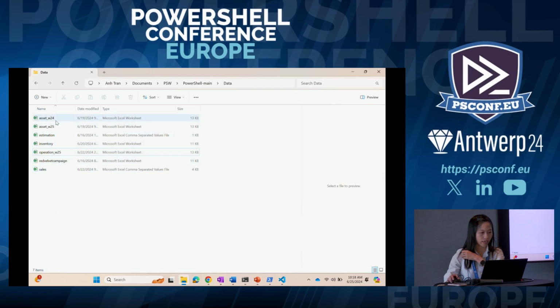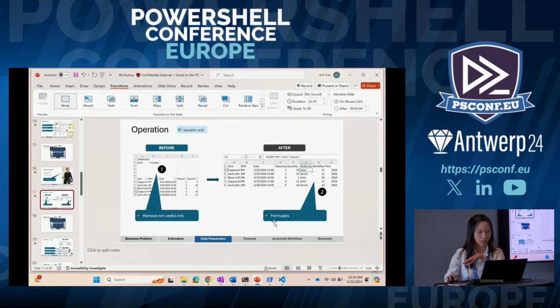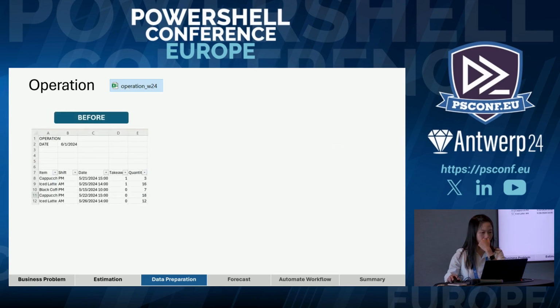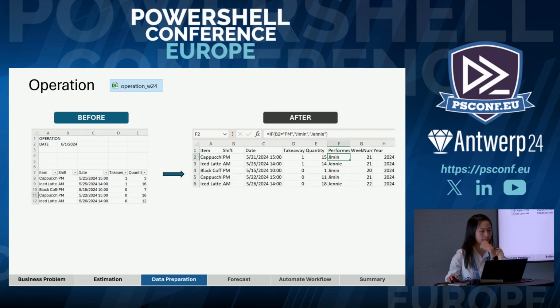Then I look at the operation file. I saw that for every week, people will put a new file name, week 25 or week 24, 25. So I want to scale up the solution. I don't want to go back to the code every week and change the number. Because of this, she analyzed the data and sees this is before and this is after.